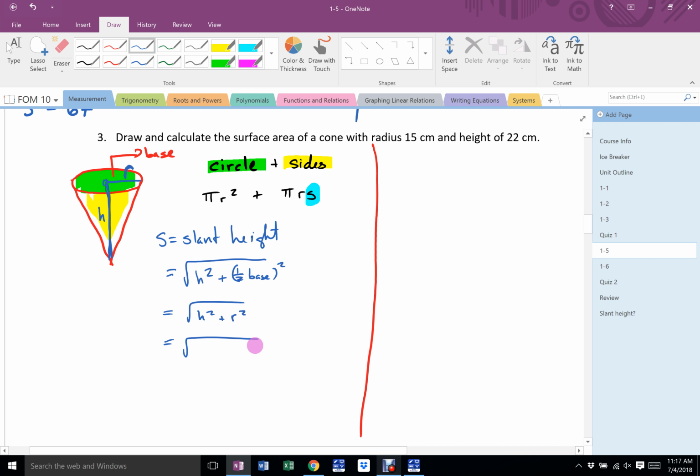So what is it in this case? What numbers am I putting there? 22 squared plus 15 squared, and then I get the answer. What is it?